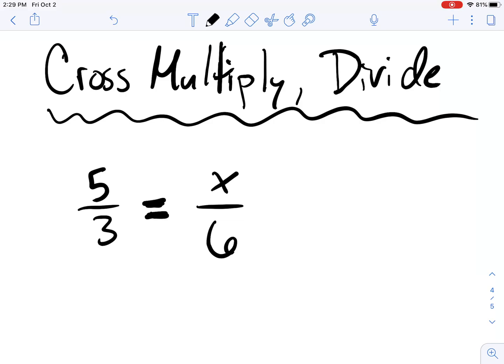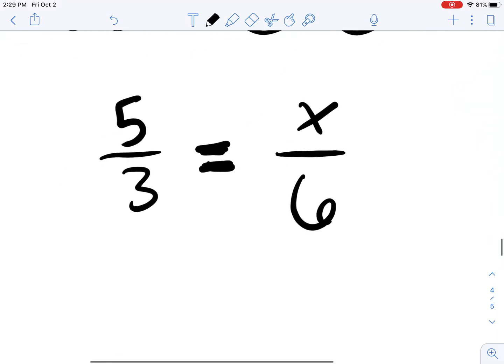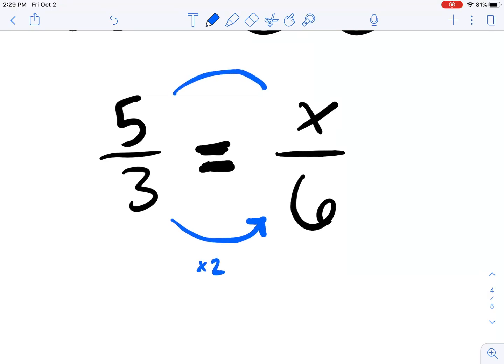We have 5/3 equals x/6, okay? Now there's one easy way to do this, right? You might notice the easy way, right? How do we get from 3 to 6? Oh, we're multiplying by 2. Multiplying by 2. Easy, okay? So that's one way to do it.